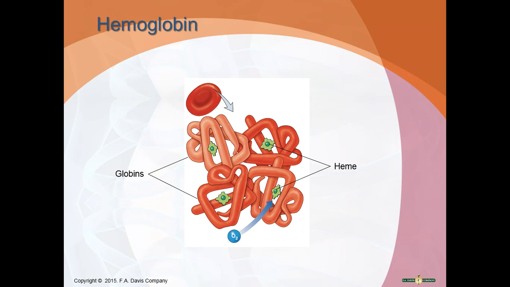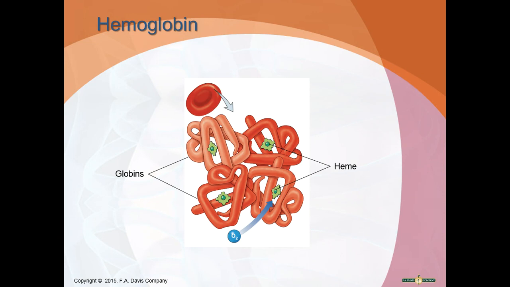Hemoglobin: more than a third of the interior of a red blood cell is filled with hemoglobin. Hemoglobin is a red pigment that gives blood its color. It consists of 4 ribbon-like protein chains called globins. Bound to each globin is an iron-containing molecule called heme. Each heme molecule can combine with 1 molecule of oxygen. Therefore, one hemoglobin molecule can unite with 4 molecules of oxygen to form oxyhemoglobin.